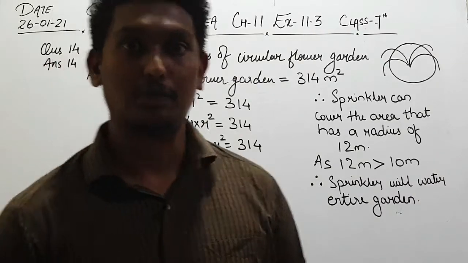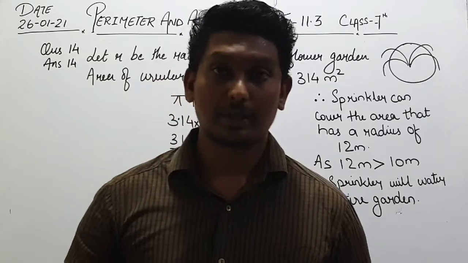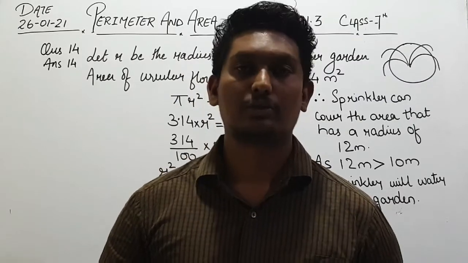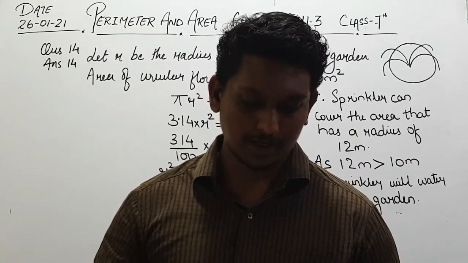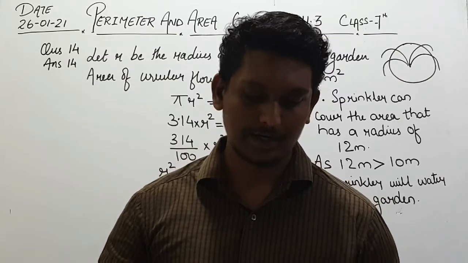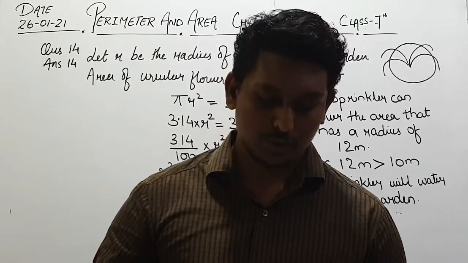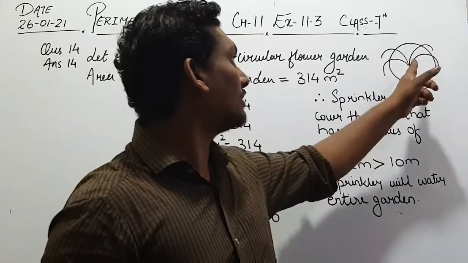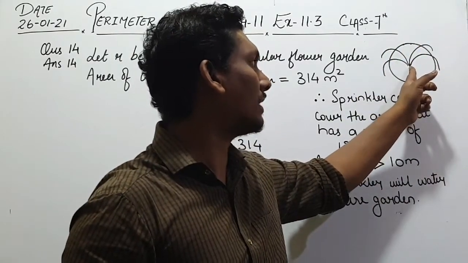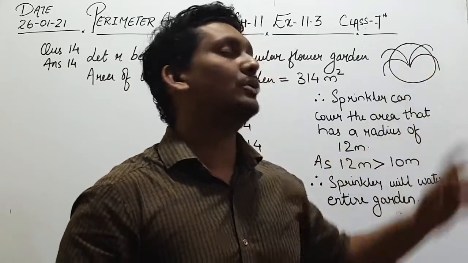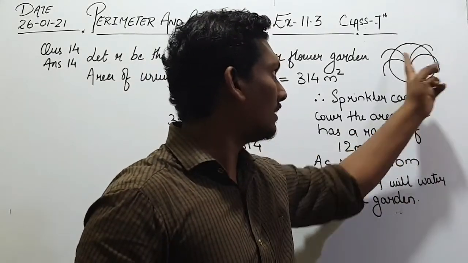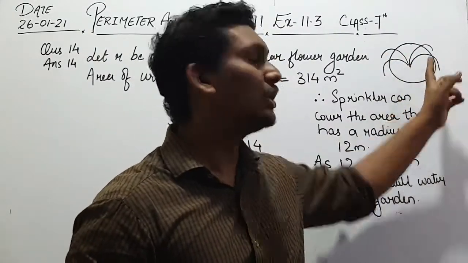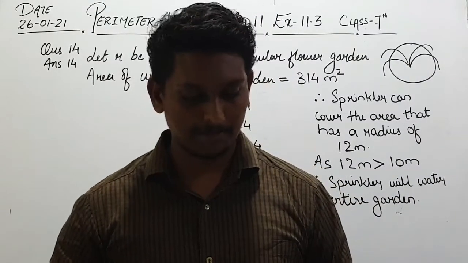Okay, now come to question number 14. I'm just reading the question. A circular flower garden has an area of 314 meters square. So the area is already given here. A sprinkler at the center of the garden can cover an area that has a radius of 12 meter. Basically, these sprinklers are used in gardens for watering the plants. So this is a circular garden, this is the sprinkler, and the sprinkler is watering. The radius up to which it throws the water is 12 meter.